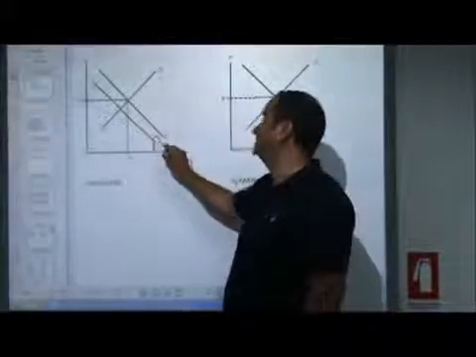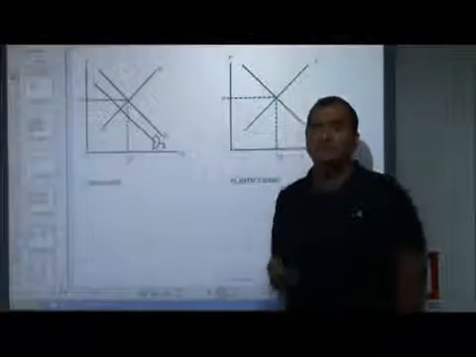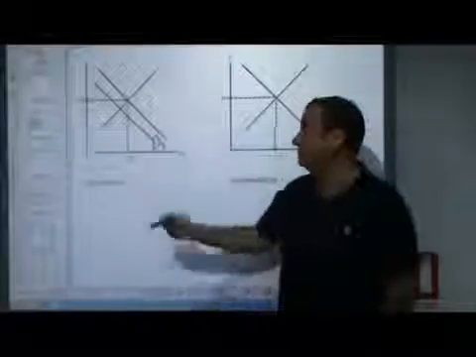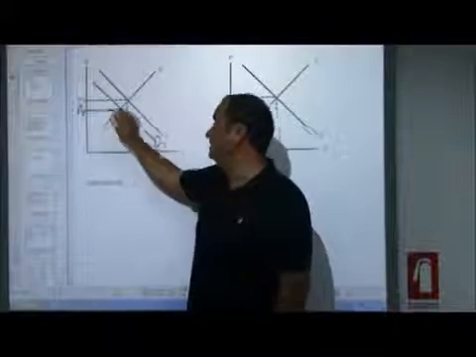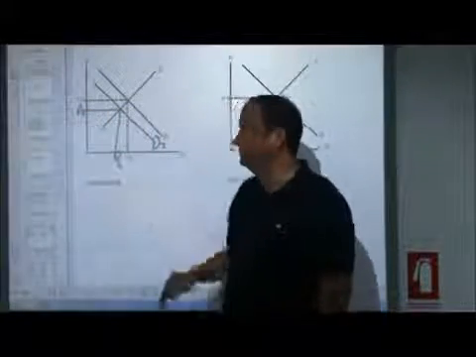So demand would shift downwards to D2. The price mechanism takes us to a new equilibrium point here. And we have a new price, P2, and a new quantity, Q2.